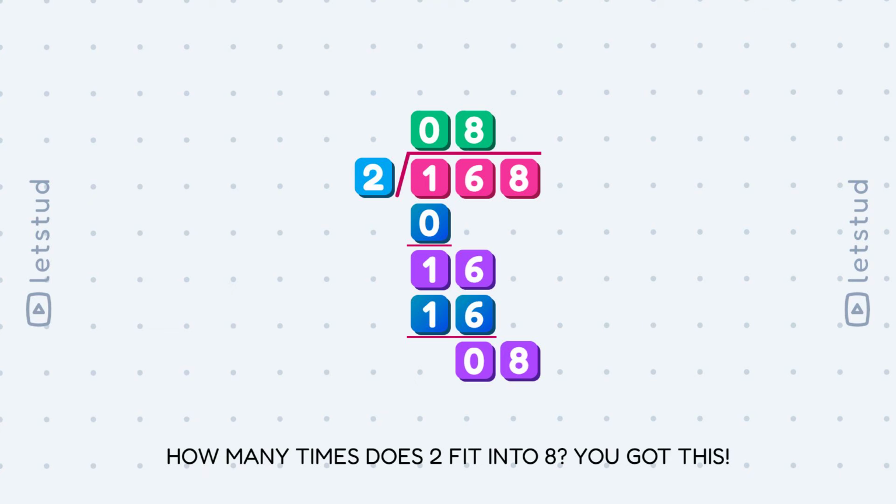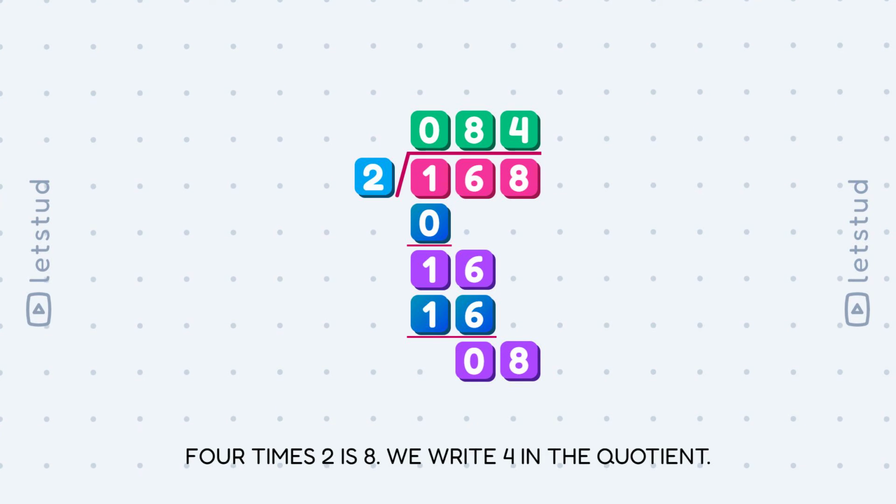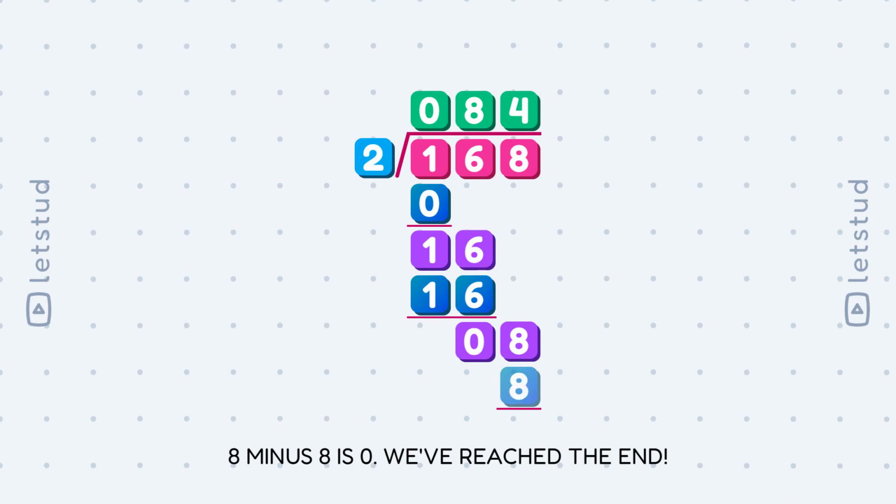How many times does 2 fit into 8? You got this. 4 times 2 is 8, we write 4 in the quotient. 8 minus 8 is 0, we've reached the end.